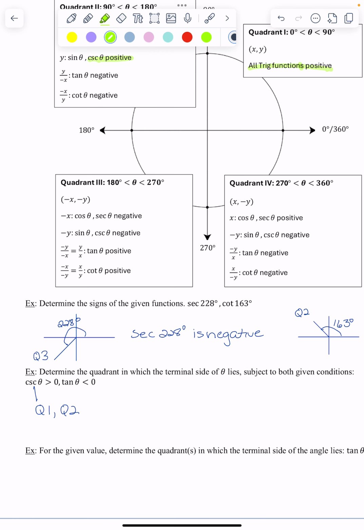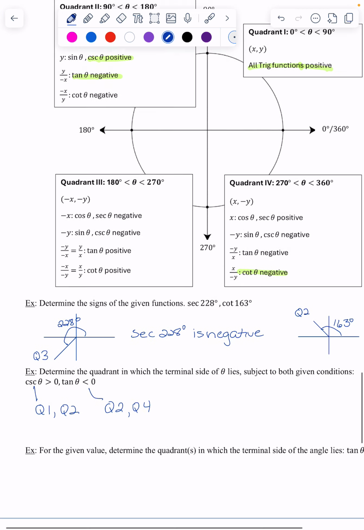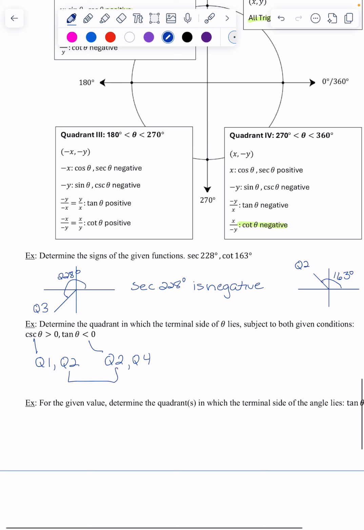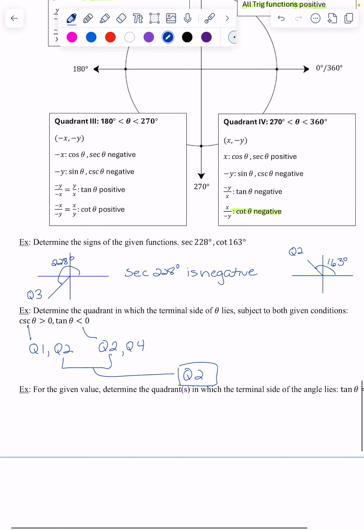Tangent, though, is less than 0, so I'm looking for a negative tangent, and what I see is that happens right here, and it also happens over here. So tangent is negative in Q2 and in Q4. The only thing in common here is Q2, so I must be in the second quadrant. Okay, that's how we do it. We're just doing process of elimination there.